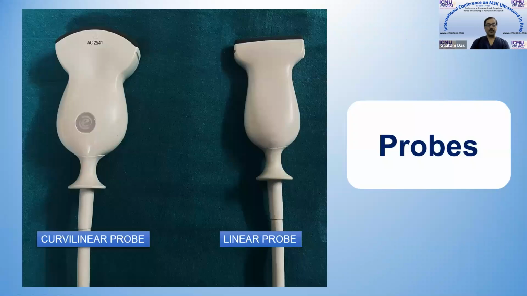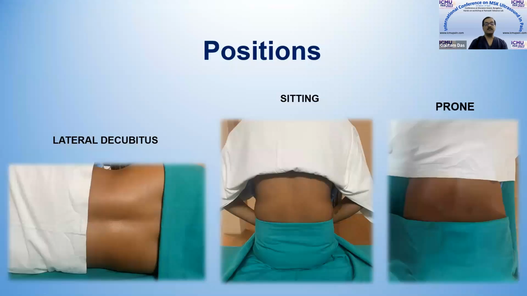Now coming to the probe. Mostly we use the curvilinear probe because the lumbar spine is deep. Normally something around 5 to 6 centimeters up to 12 centimeters of depth is needed, which can be done by the low frequency curvilinear probe. But when you are seeing superficial structures like the supraspinous ligament, then a linear probe might be helpful. And positions are lateral decubitus, where the patient might be lying, or the patient might be sitting.